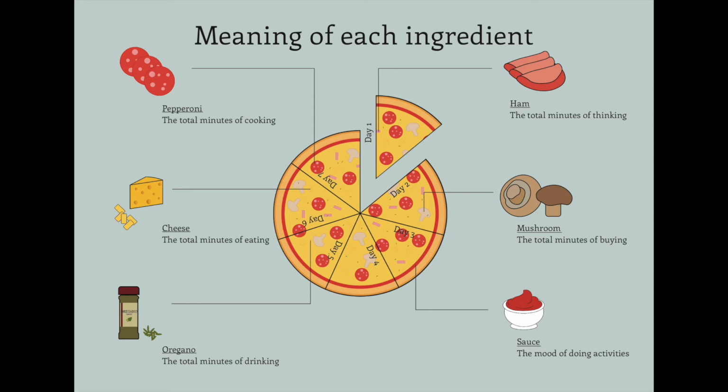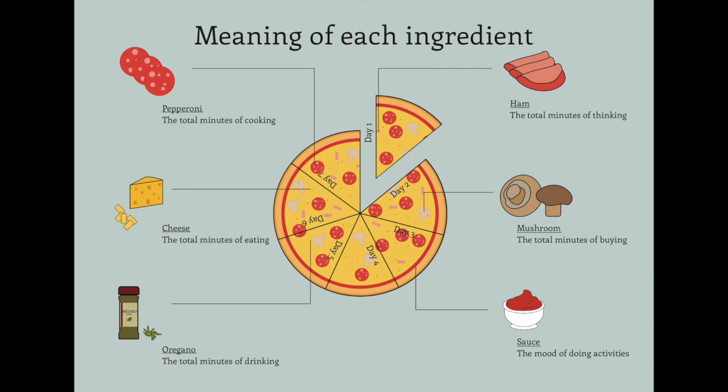Second, I used pepperoni to represent the total minutes that I cook per day. So that means the pepperoni put on each piece of pizza is a different quantity. Cheese shows eating time. Oregano shows drinking time. Ham shows thinking time. And finally, mushroom shows buying time.